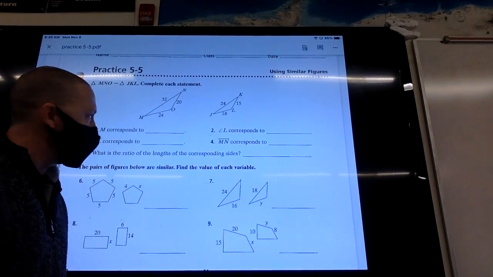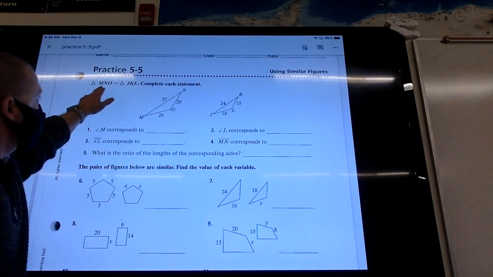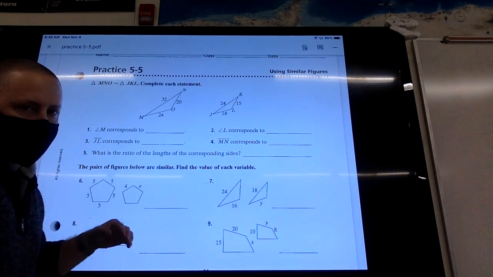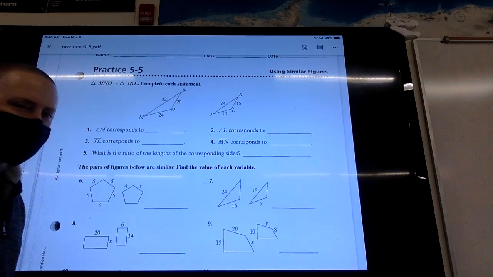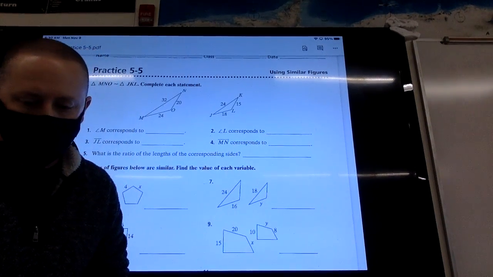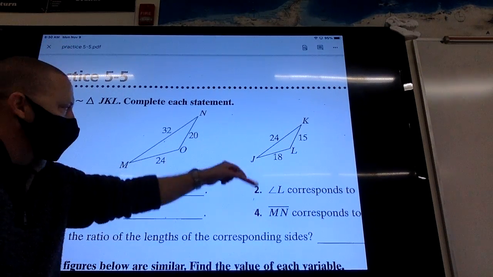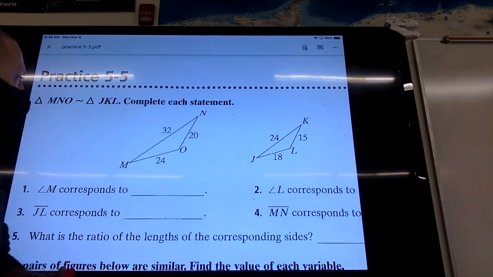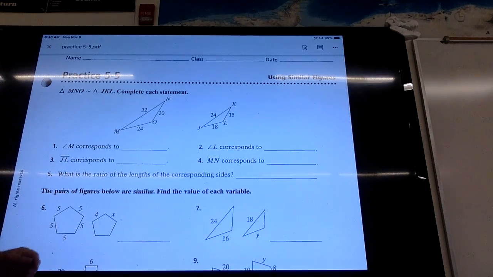This is practice 5.5. There are a couple things to be aware of on this page. It says triangle MNO is similar to triangle JKL. If you remember from class, we talked about how similar means same shape, different size. Let me zoom in a little bigger so you can see this too. They're trying to say that these two triangles are similar, same shape, different size. What they're asking are a couple of different questions, numbers 1, 2, 3, and 4.